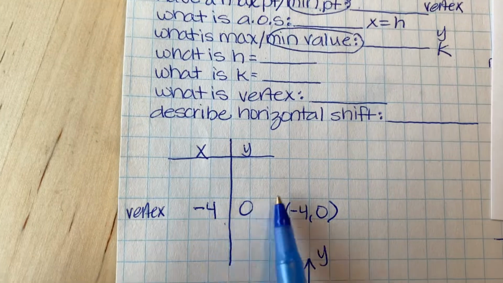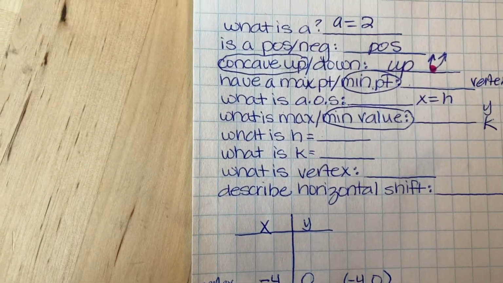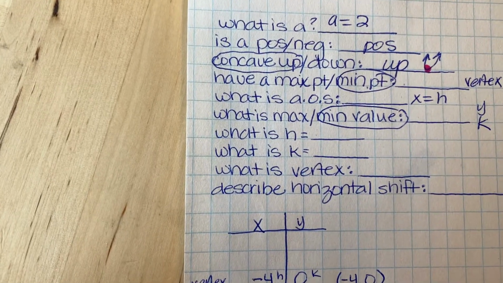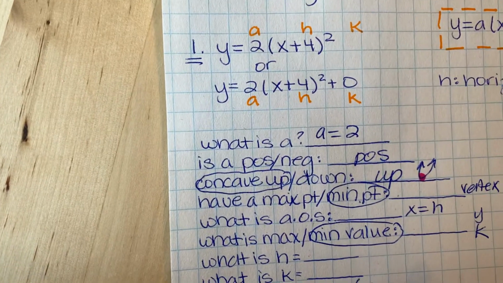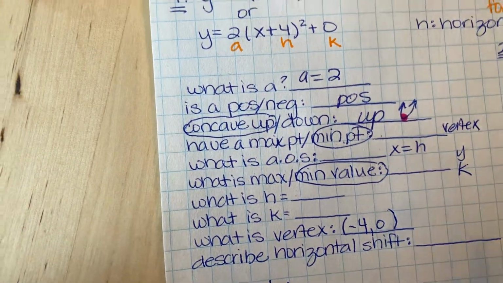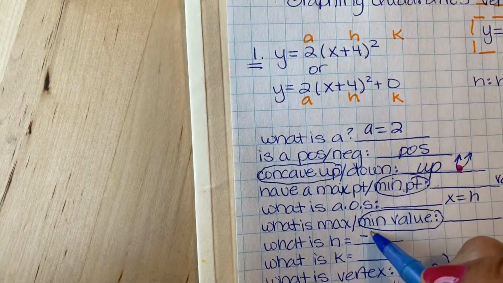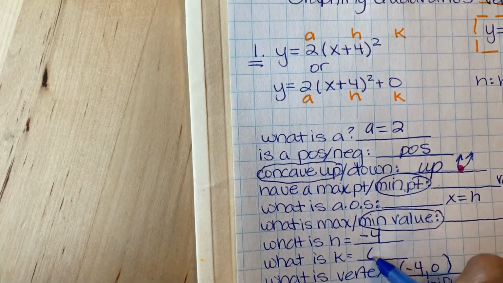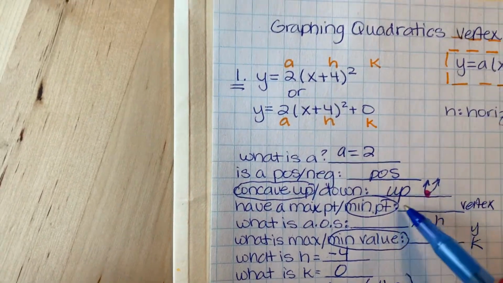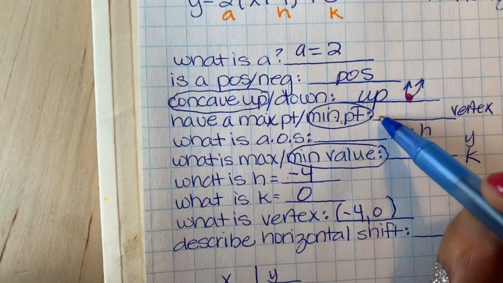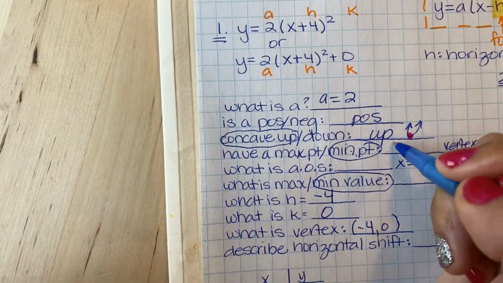Okay, now just because we have this point really, really visible, remember, this is h, this is k. So what is my vertex? Negative 4, 0. What is my h value? Negative 4. What is my k value? 0. So now, what is our minimum point? It is the same point as the vertex.